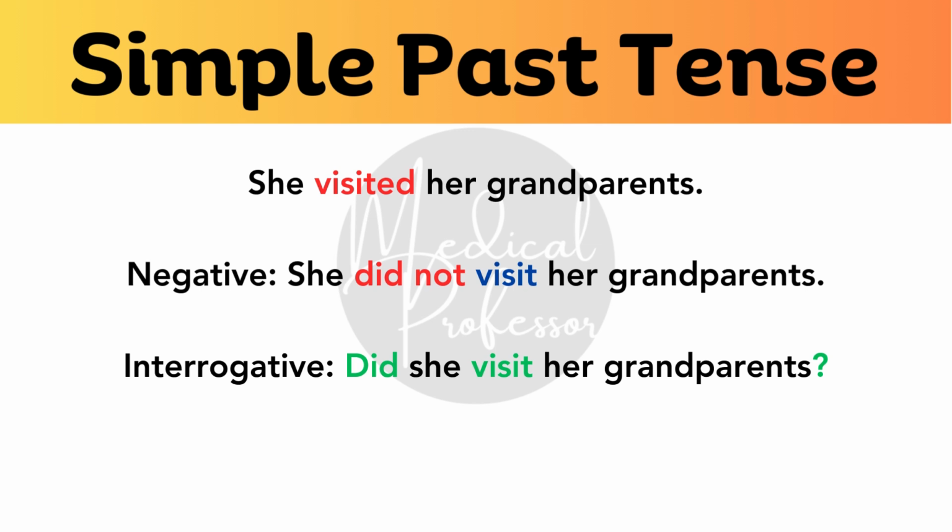Simple past tense, negative and interrogative sentences. She visited her grandparents. She did not visit her grandparents. Did she visit her grandparents?